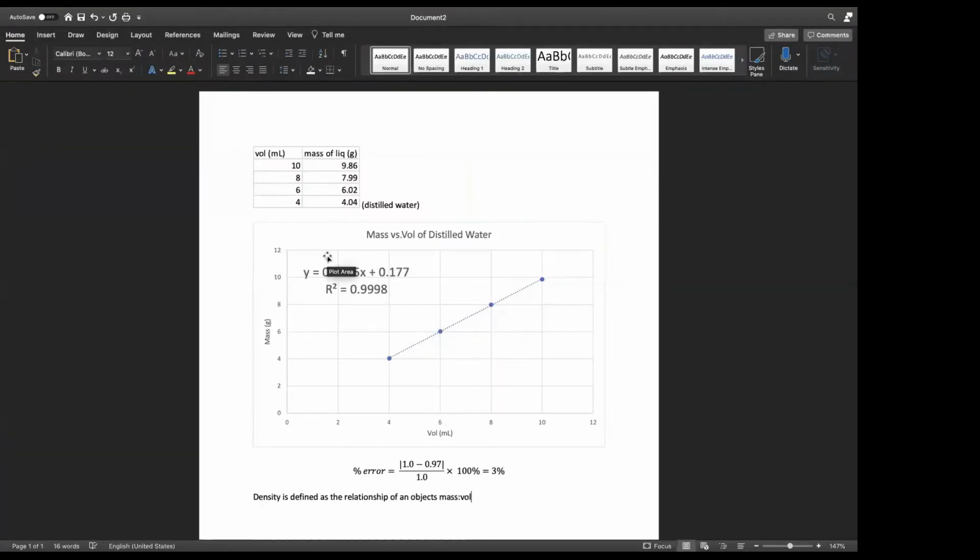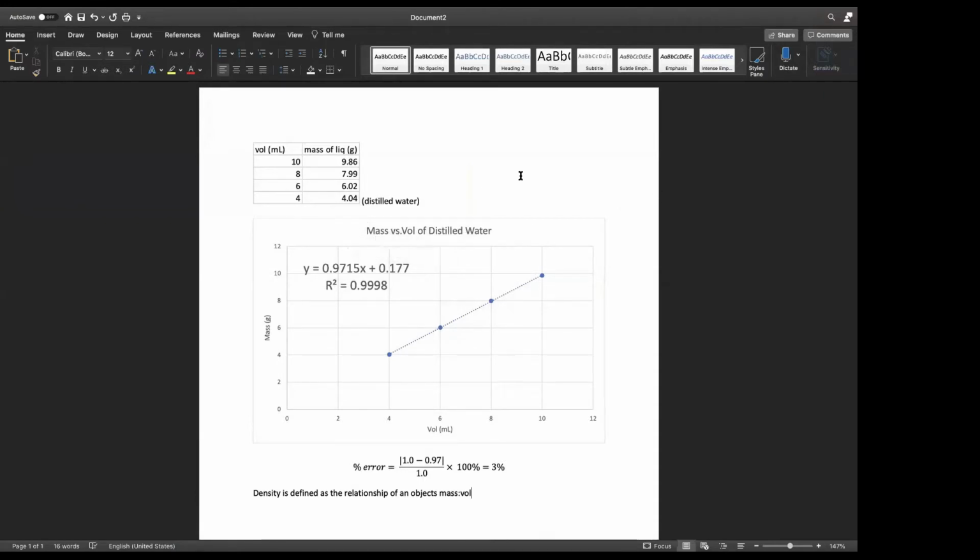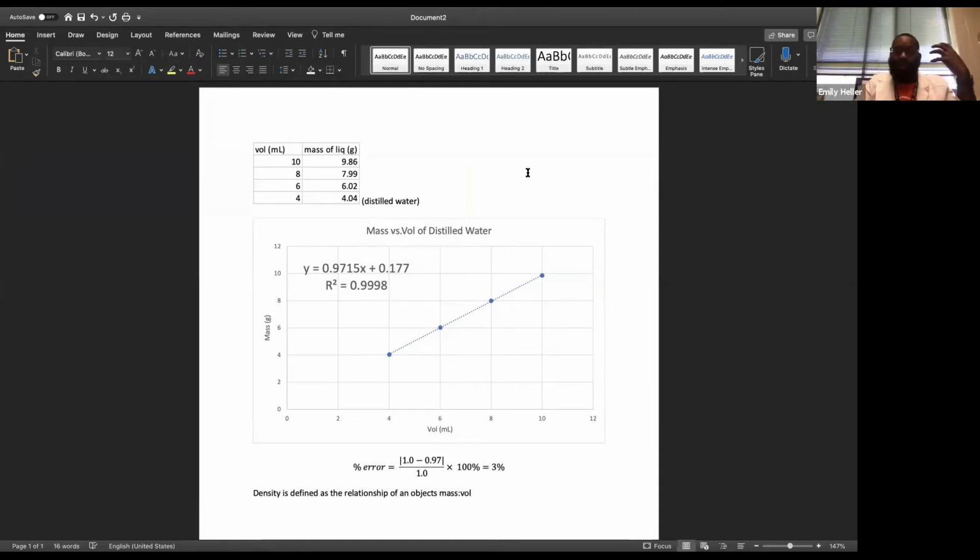All right. So when you look at this graph, here's the title of this graph. Based off the title of the graph, I should be able to identify that I'm looking at a relationship between what two things, just off the title? Mass and volume of distilled water. All right, so it's telling me I'm looking at a relationship between how the mass affects the volume of distilled water.